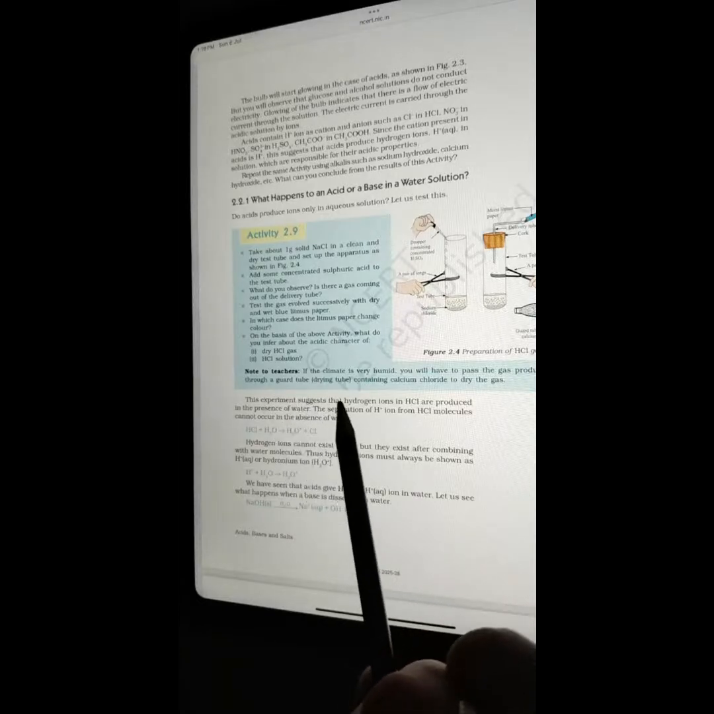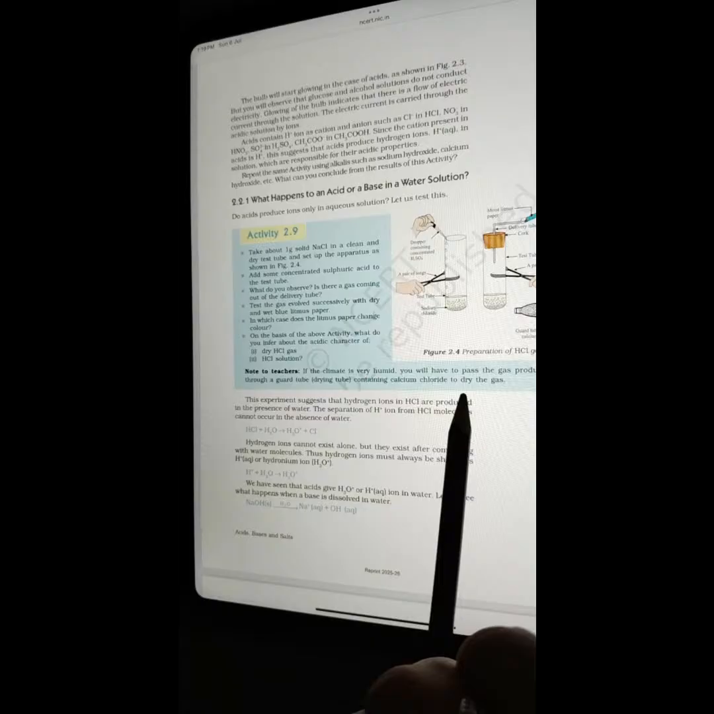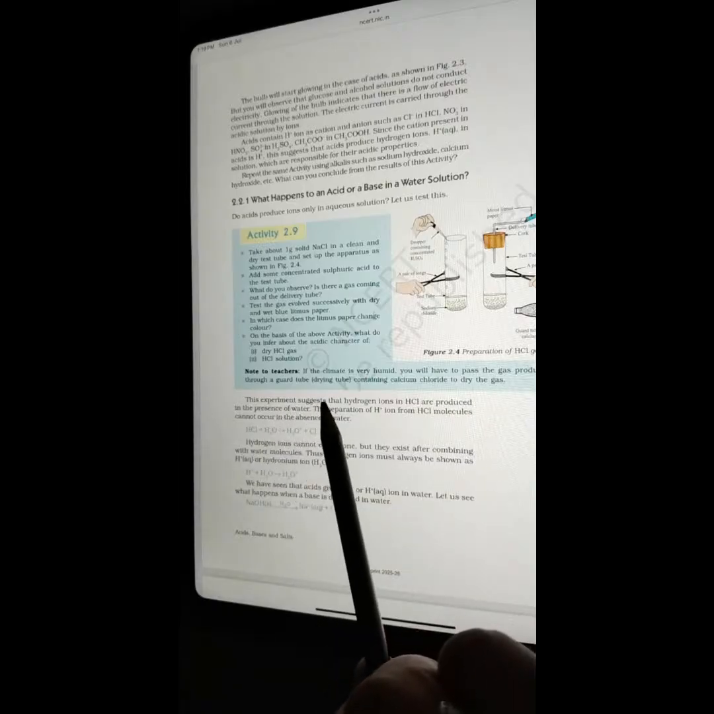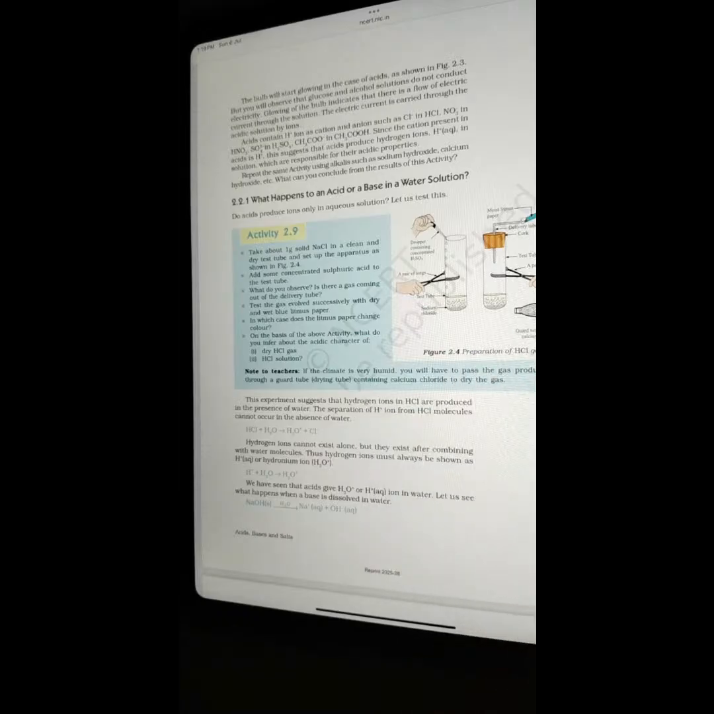Note to teachers: if the climate is very humid, you will have to pass the gas produced through a guard tube, that is a drying tube containing calcium chloride, to dry the gas. So this is a dehydrating agent. The experiment suggests that hydrogen ions in HCl are produced in the presence of water. The separation of H+ ion from HCl molecules cannot occur in the absence of water.